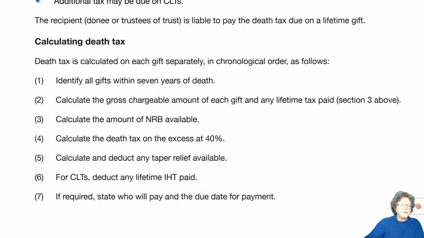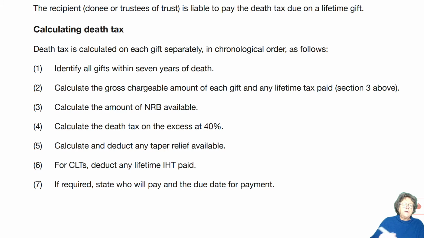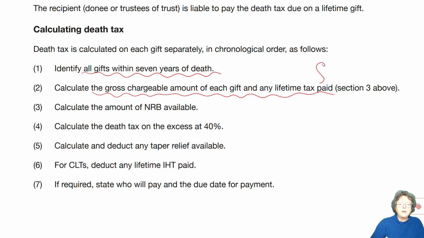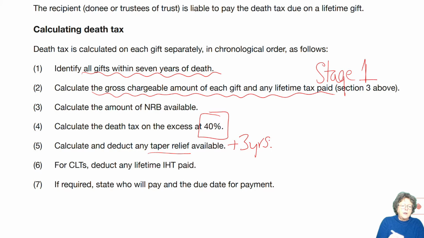So how do we do that? We identify all the gifts within the 7 years of death, and calculate the gross chargeable amount of each gift and any lifetime tax paid. So that would be stage 1. Then how much nil rate band is available. Anything in excess is taxed at 40%. Take off taper relief if it's more than 3 years. If it's a CLT, then we deduct anything that has been paid and state who will pay and the due date for payment.